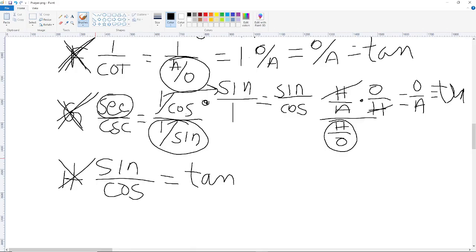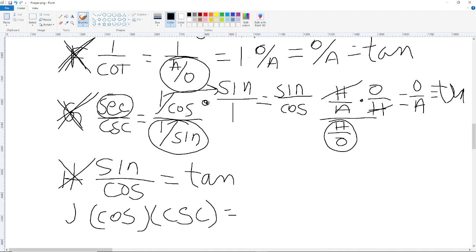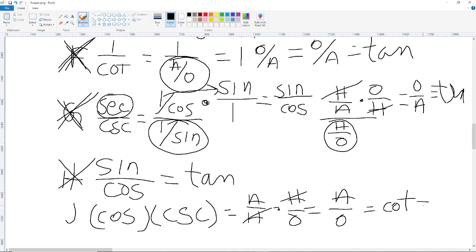All right, J, you can see it circled here. J is the answer, but let's see: cosine x times cosecant. I just don't write the x's, but you really should. Let's use the sides on this. Cosine is adjacent over hypotenuse. Cosecant is hypotenuse over opposite. Hypotenuses cancel. This is adjacent over opposite. This isn't tangent, it's tangent flipped, which is actually cotangent, which is 1 over tangent. So that one's not equal to tangent.